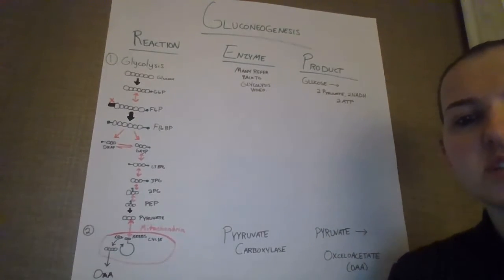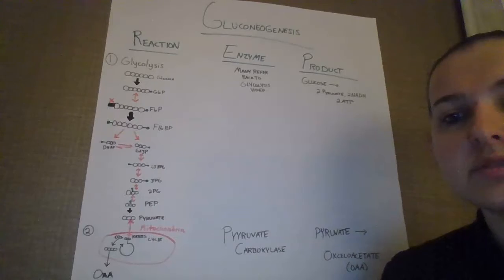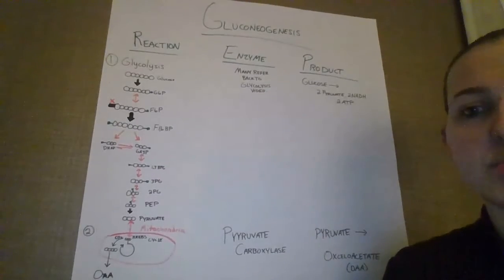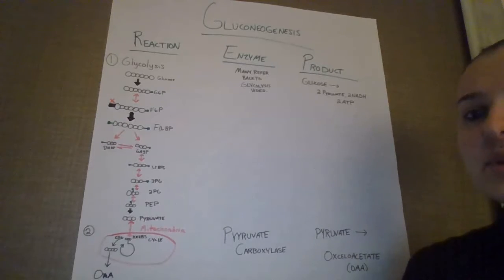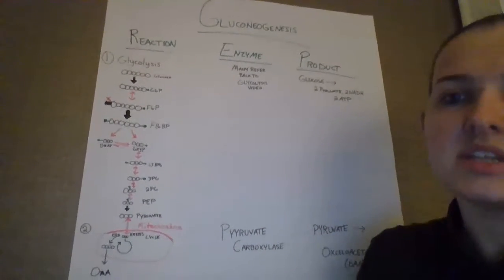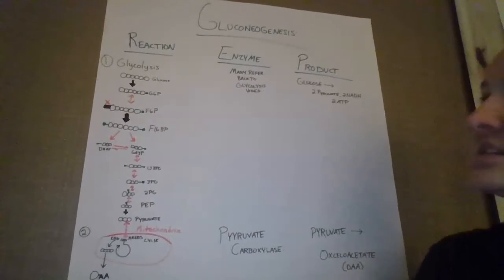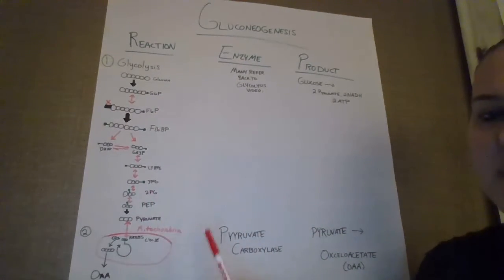So again, gluconeogenesis is going to happen in the liver or kidneys. It's going to get triggered when we have low blood glucose levels and we need to raise those blood glucose levels back up so that we don't pass out, so that all of our cells in our body are actually getting enough glucose. So first, usually what's going to happen is that we've gone through glycolysis already. So we've taken this glucose molecule and we've already converted it into pyruvate.